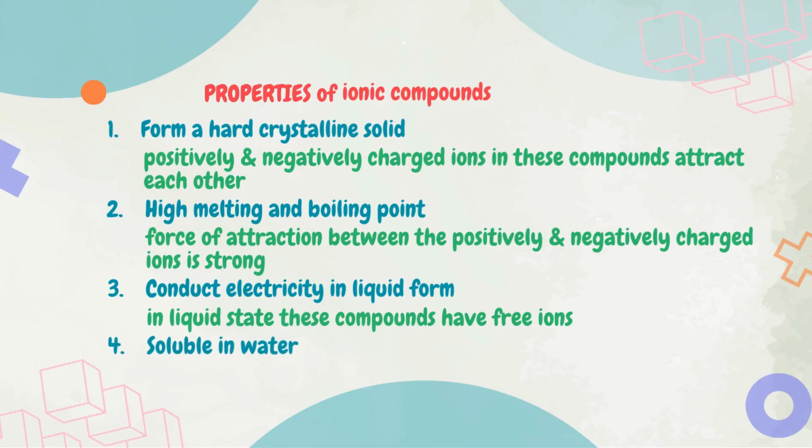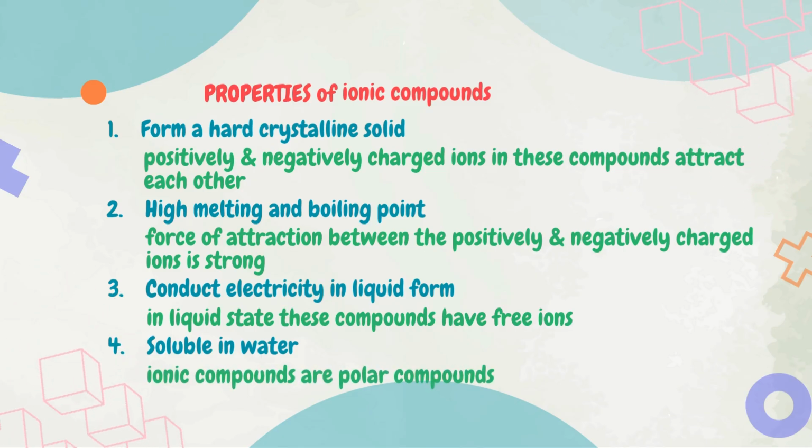Ionic compounds are soluble in water. Water is able to dissolve polar compounds. As ionic compounds are polar compounds, they are dissolved by water. However, not all ionic compounds are soluble in water. Some ionic compounds, such as copper(II) oxide, are insoluble in water.